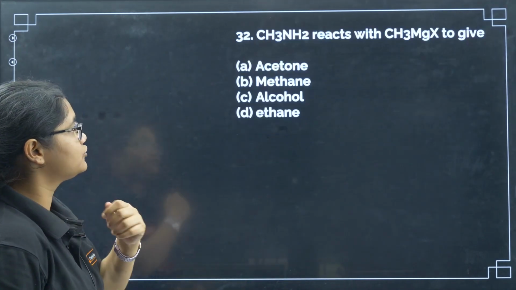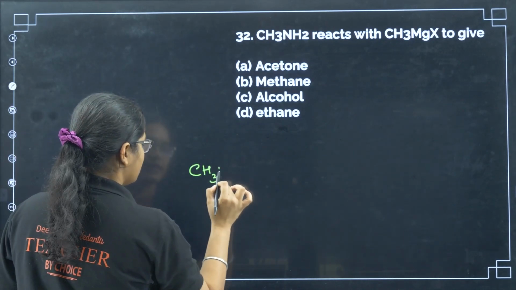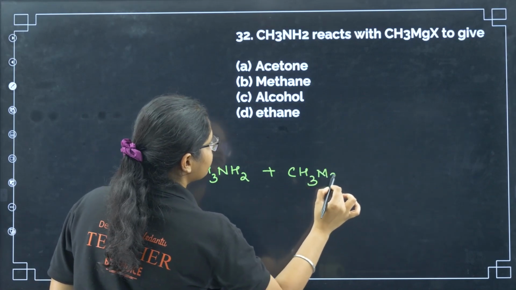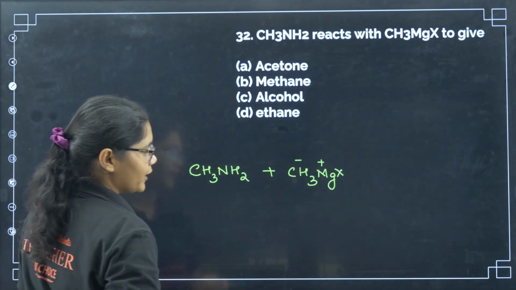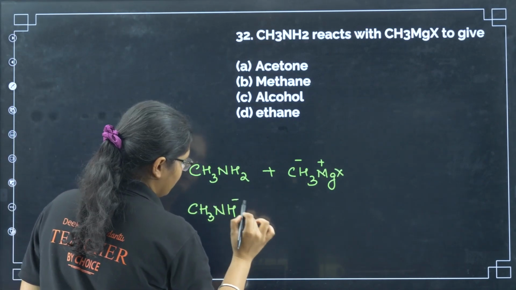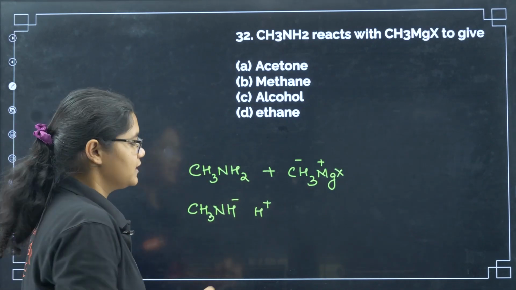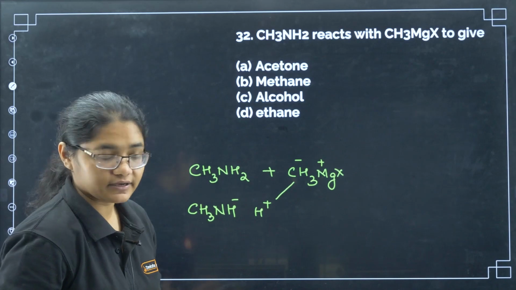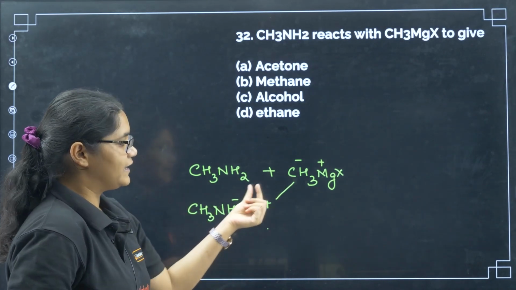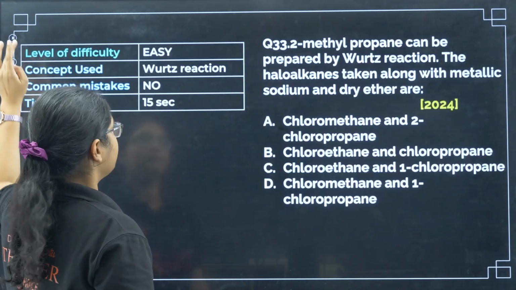Next, CH3NH2 reacts with CH3MgX to give you... So here you can know, CH3NH2 plus CH3MgX, with plus and minus charges, and here what I have is CH3NH minus and H plus. So what you have to do is combine minus with plus and minus with plus. So these two will combine to give you CH3 minus and H plus, that is CH4, and these two will combine to give you CH3NHMgX. So the product I will get here is methane or CH4, option number B here.